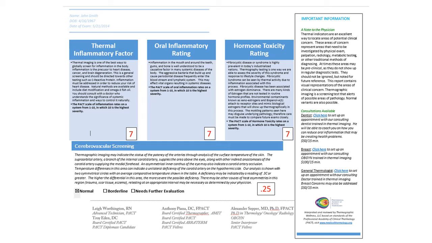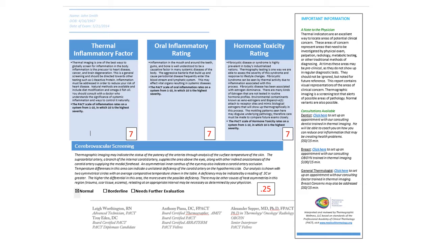But in our database, where we have tens of thousands of patients, we have derived this rating factor based on that. Below those 3 factors, we have the cerebral vascular screening number. That number in the bottom right corner, at 0.25 in this case, is the delta T difference between 2 areas on the forehead that we measure. It's a function of the supraorbital artery, which is a function of the internal carotid artery, where we're measuring carotid artery possible occlusion, and we give you a rating of normal, borderline, or needs further evaluation.